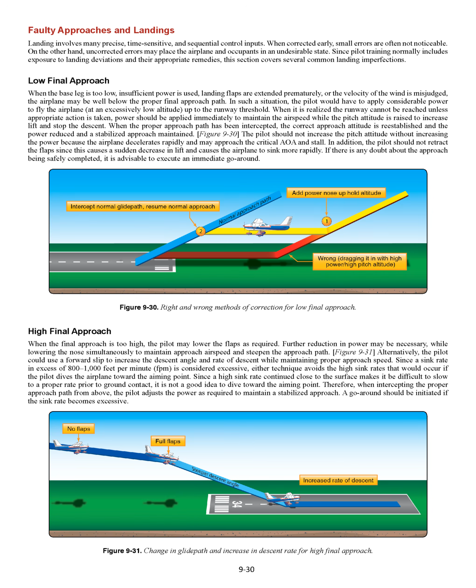When it is realized the runway cannot be reached unless appropriate action is taken, power should be applied immediately to maintain the airspeed while the pitch attitude is raised to increase lift and stop the descent. When the proper approach path has been intercepted, the correct approach attitude is re-established and the power reduced and a stabilized approach maintained. The pilot should not increase the pitch attitude without increasing the power, because the airplane decelerates rapidly and may approach the critical AOA and stall.